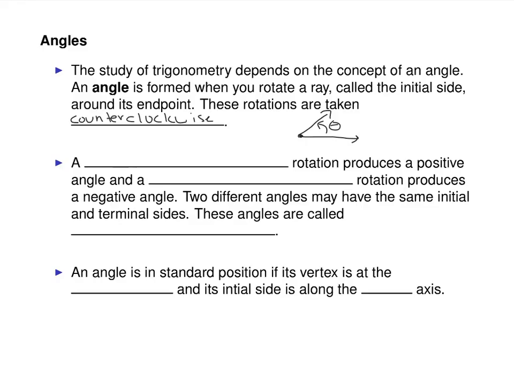So counterclockwise is the default or positive direction. A counterclockwise rotation produces a positive angle. And then if that direction is positive, the other direction is a negative angle. So a clockwise rotation makes a negative angle.